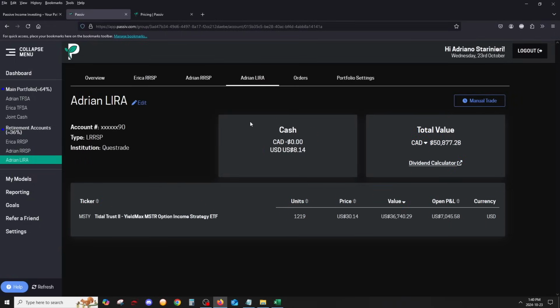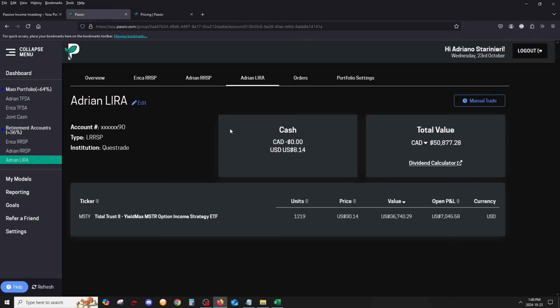So will I keep it in MSTY, the YieldMax? I'm not sure, because Roundhill is coming out with their own MicroStrategy covered call ETF, and I believe it's going to have weekly distributions. So we'll have to see what happens. Maybe I'll switch. We'll have to analyze the total return comparison between MSTY and the Roundhill one.